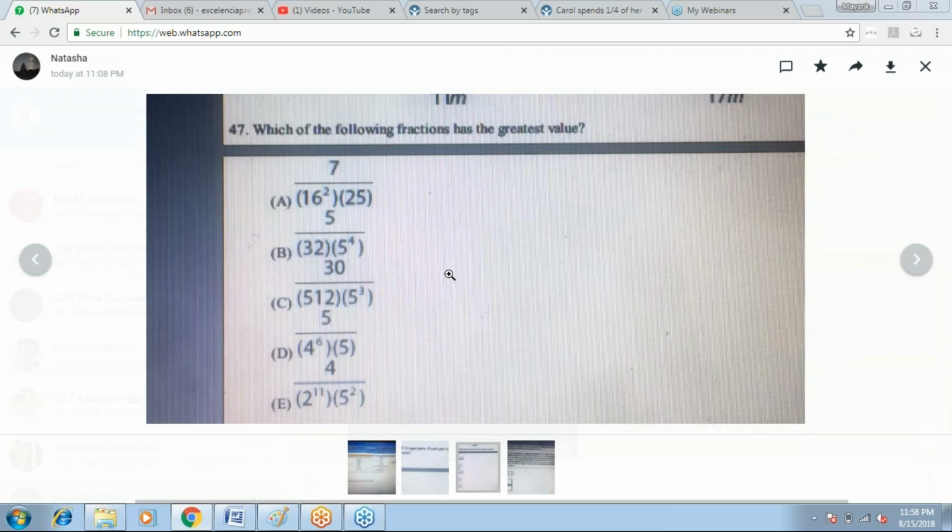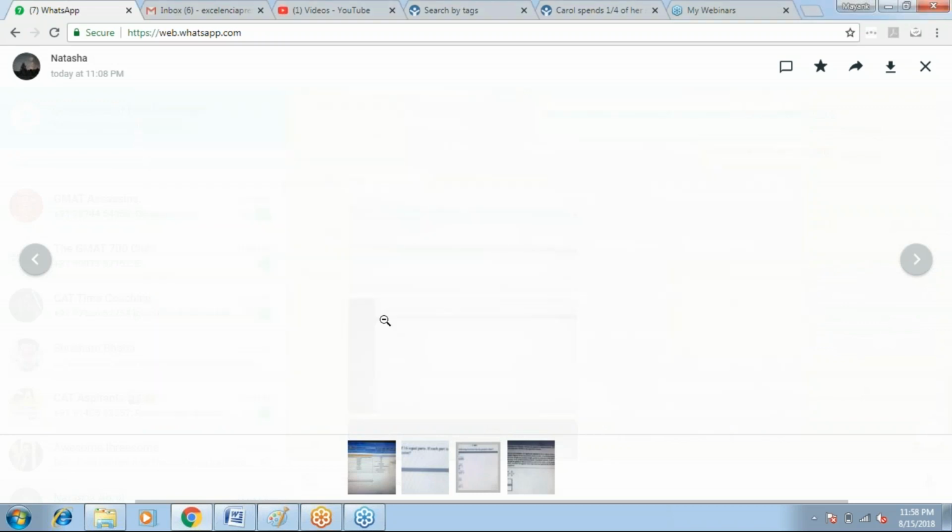Okay, the next question sent by you was this. Which of the following fractions has the greatest value? And the fractions given are like this. Alright.